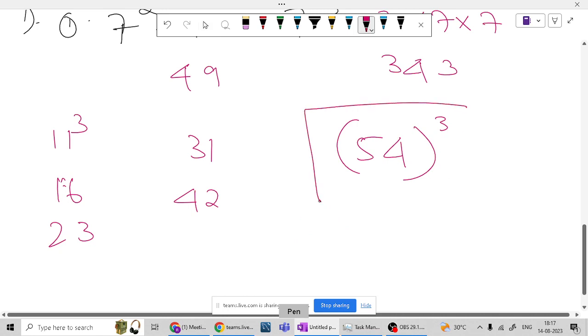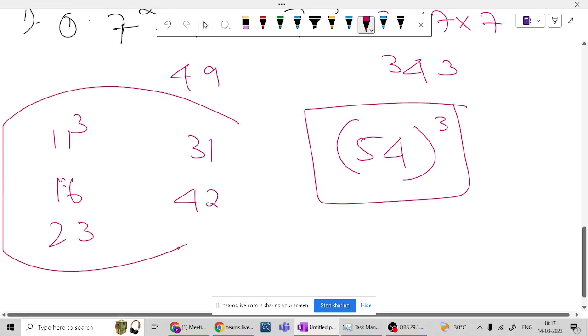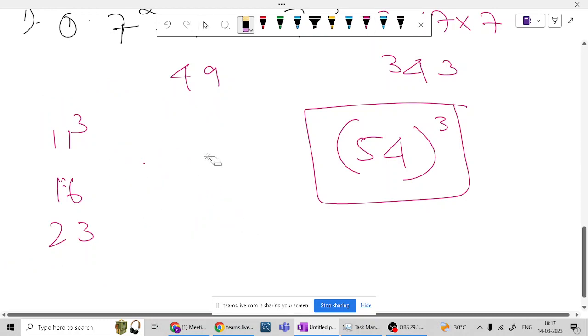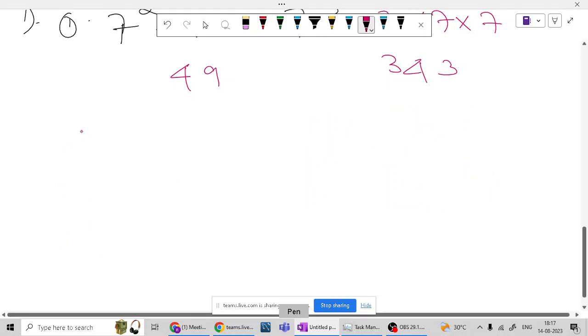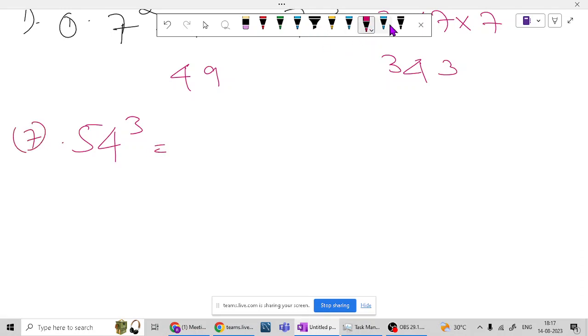For example, find the value of 54 cube. All this you can try for homework. Try it at home. You'll get to know how difficult it is to memorize 54 cube. This is the last question, the seventh question. It's 54 multiplied by 54, 3 times.